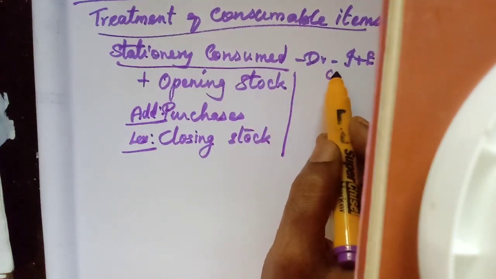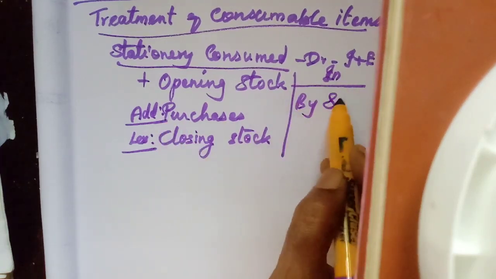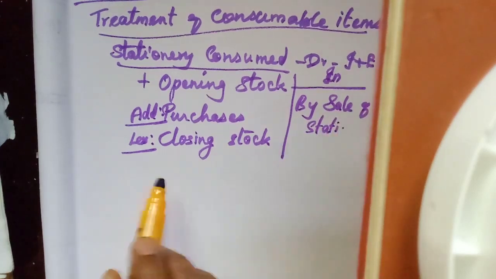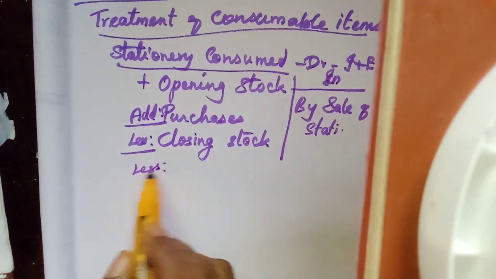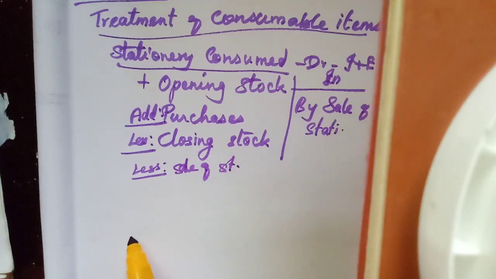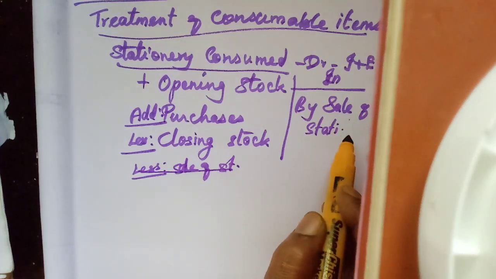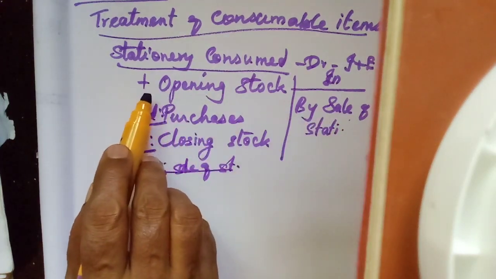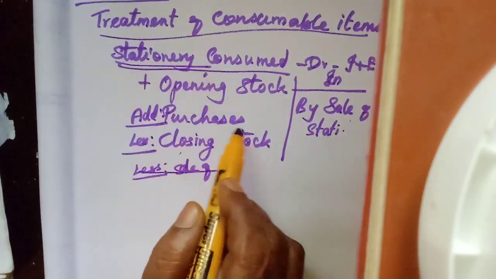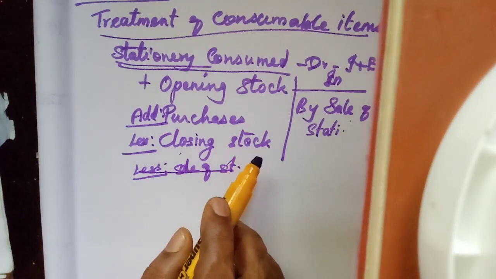Okay, this one on the debit side. On the credit side, that means the income side, if there is any sale of stationery, sale of the consumable items, that will appear on the credit side. Or what we can do, we can deduct from this one, less sale of stationery. But this is not normal. Usually we will credit the sale of that item. Then only that equation you should remember: opening stock, add purchases, less closing stock. There we will get stationery consumed. That must be entered on the expense side of the income and expenditure account.